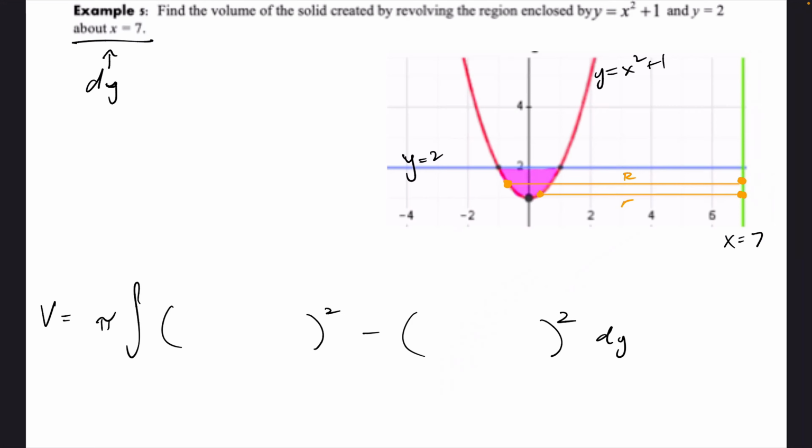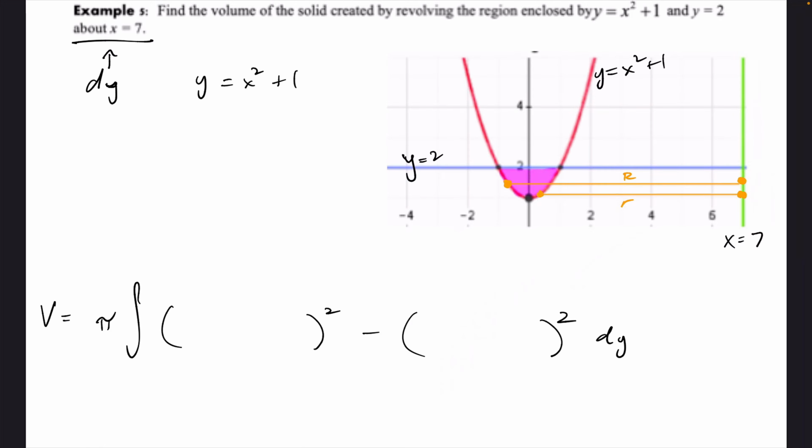Okay, so let's start with big R. Big R is 7 minus x squared plus 1. What's wrong with that? Why can't I put x squared plus 1? This is dy, so they only want y's in here. So I have to solve for y. Let me erase this first. It's y equals x squared plus 1, right? So I have to solve for x.